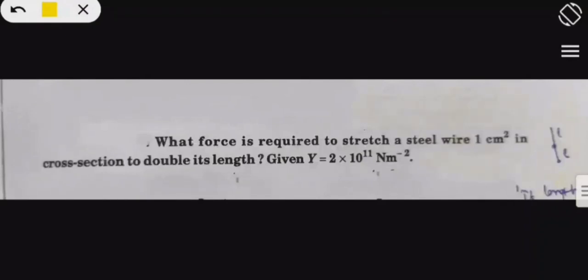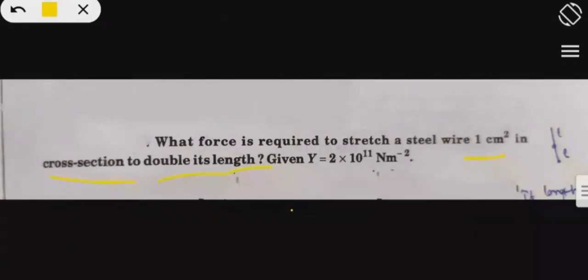So we will solve some numericals related to your last class theory. The first numerical is: what force is required to stretch a steel wire of 1 centimeter square cross section, that is the area, to double its length.